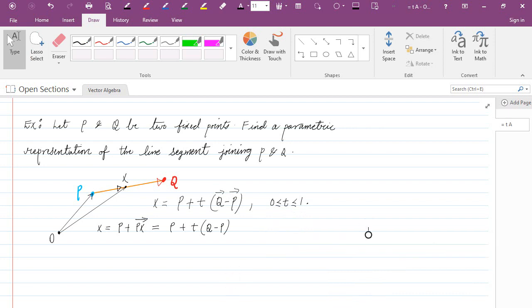So what you need to remember is that the parameterization of a line segment between two points P and Q is given by x is equal to P plus t times (Q minus P).